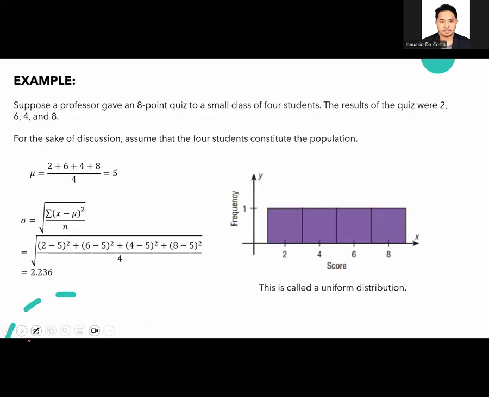For example, this one. Suppose that a professor gave an 8-point quiz to a small class of 4 students. The results of the quiz were 2, 6, 4, and 8.